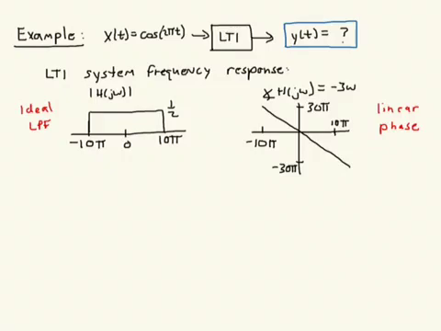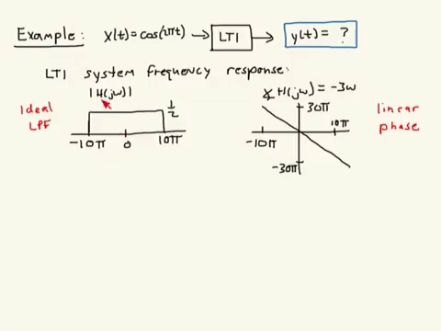So today's problem is, suppose that we have a sinusoid, meaning x of t is equal to cosine 2 pi t, that goes into an LTI system. And our question is, what comes out? What's y of t? And we're also given that we know that the system frequency response looks like this.